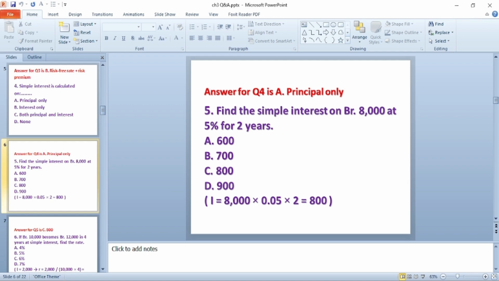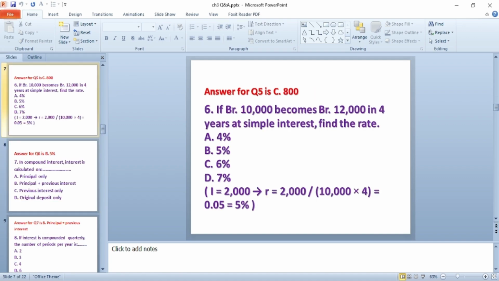Question number 5. Find the simple interest on birr 8,000 at 5% for 2 years. So interest is equal to principal times interest rate times time for simple interest. So 8,000 times 0.05 rate times 2 years, which is equal to 800. So the answer is C. 800.